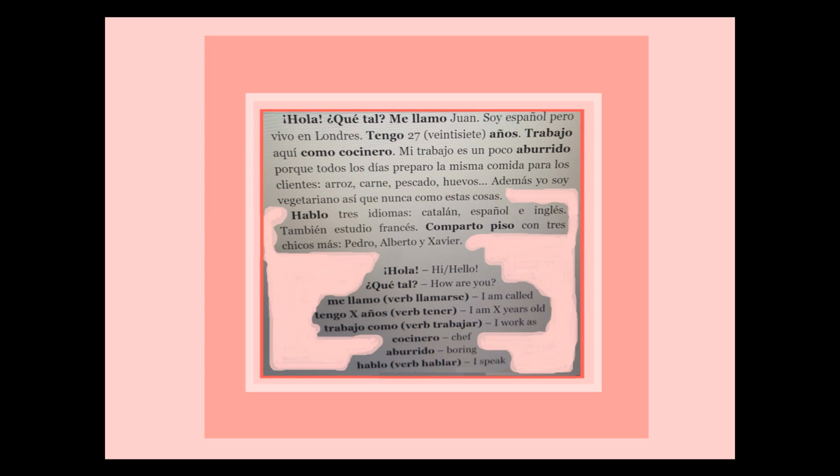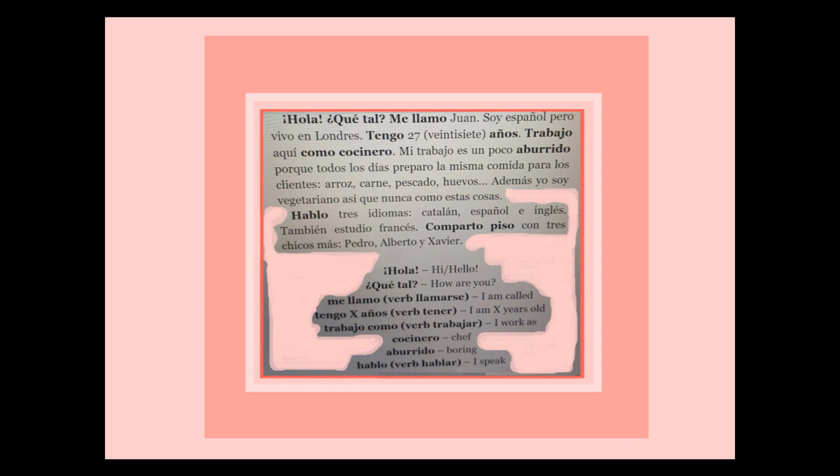Additionally, yo soy, I am. This is a permanent verb to be. Yo soy, I am. Vegetariano, vegetarian. We can guess this meaning. Vegetariano. Así que nunca como estas cosas.